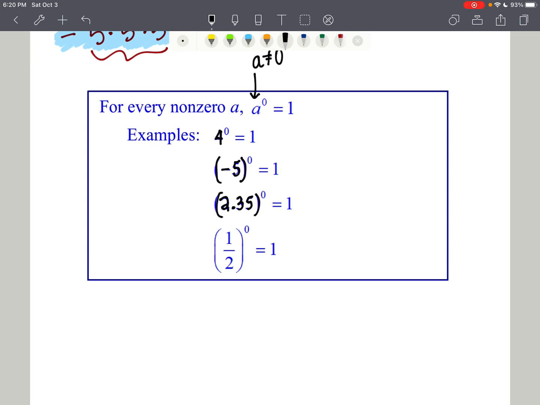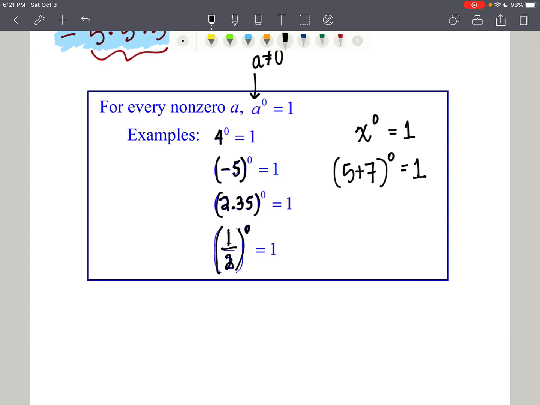I'm not sure what I just said back there. I think I said negative 5 raised to the 0 power is 5, but it's 1. Anything raised to the 0 power is 1. 1/2 raised to the 0 power is 1. So any number raised to the 0 power, even if I have x raised to the 0 power, as long as x is not 0, it is also equal to 1. If I have 5 plus 7 raised to the 0 power, that is also 1.